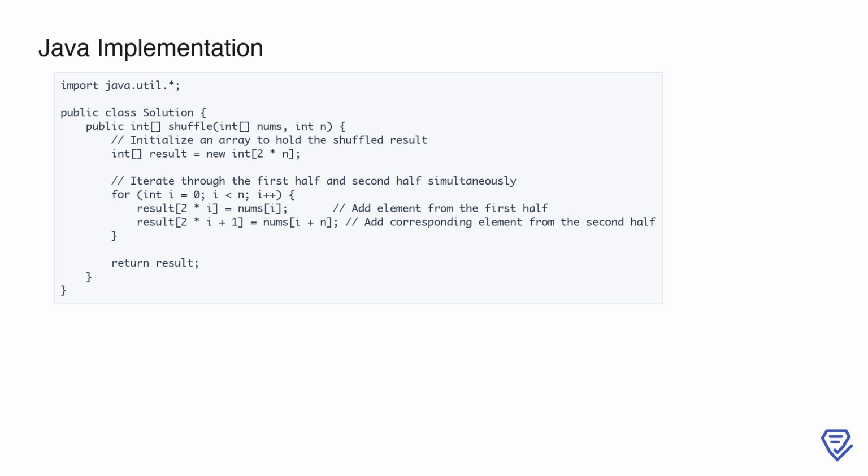This Java implementation solves LeetCode problem number 1470, Shuffle the Array, by mirroring the logic provided in the Python solution. It uses a single loop to alternate elements from the first and second halves of the input array into a new result array. Key differences include Java's use of typed arrays, int[], explicit initialization of the result array, and standard Java syntax for array manipulation. The solution is efficient, operating in O(n) time complexity, where n is the length of one half of the input array.